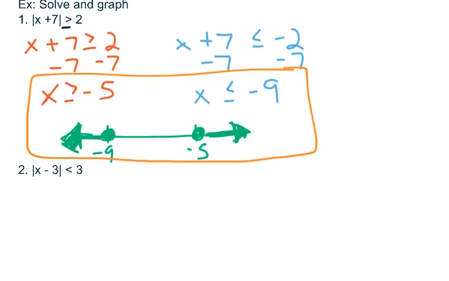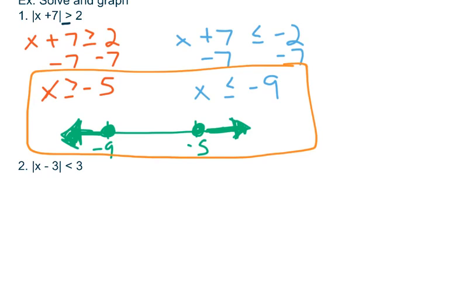Okay, let's try another one. Number 2, the absolute value of x minus 3 is less than 3. So the first inequality, just drop the brackets. x minus 3 is less than 3.